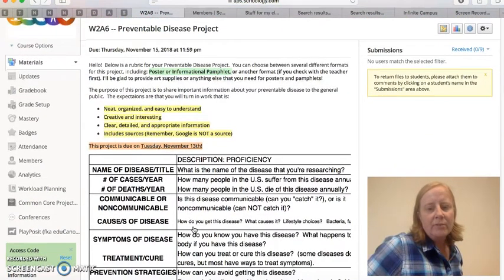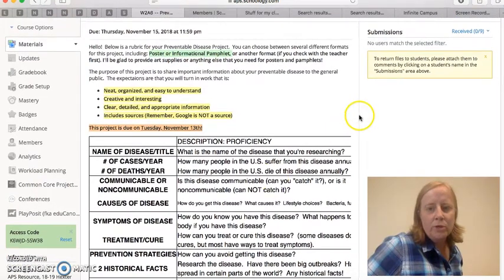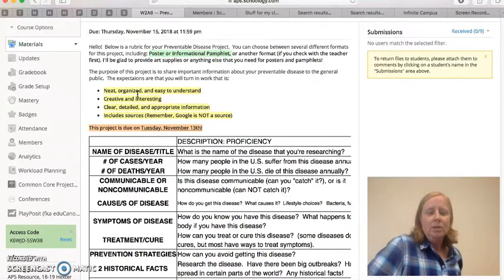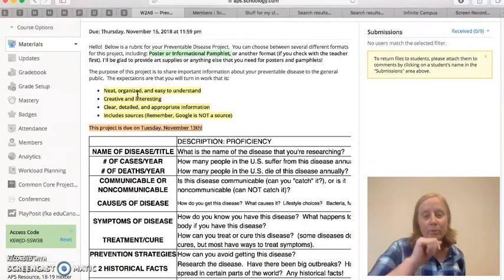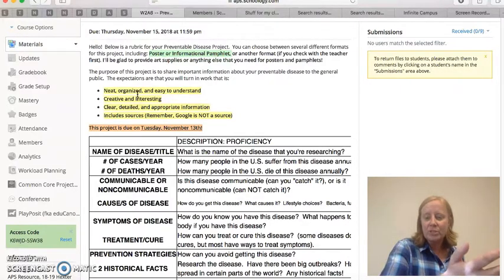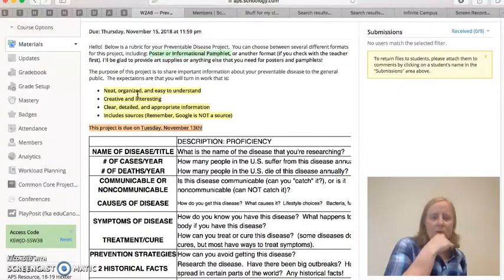This has a very detailed breakdown of what you need to include in your project. So the product is a poster or an informational pamphlet. Some basic guidelines are that it needs to be neat and organized, and of course easy to understand. I really value creativity and making it interesting and visually appealing. It should be clear, it should be detailed, and you want to include sources for this project. Where did you get your information? Please remember that Google is not a source. Wikipedia could be one of several sources, but shouldn't be a primary source.